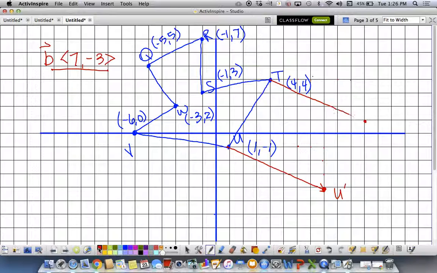Why can't we do this? It's a good question. 1, 2, 3, 4, 5, 6, 7. 1, 2, 3. S.